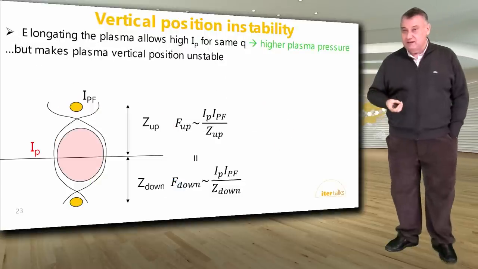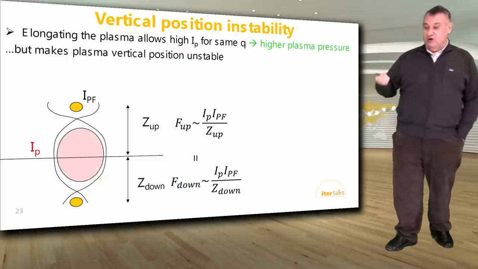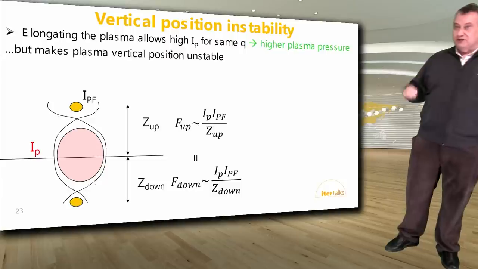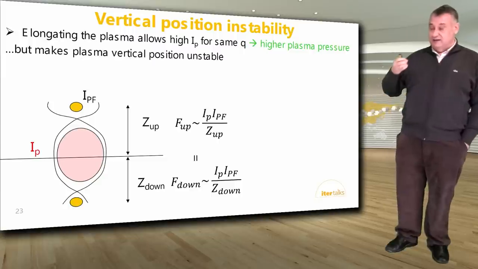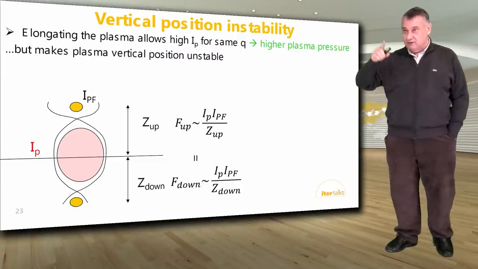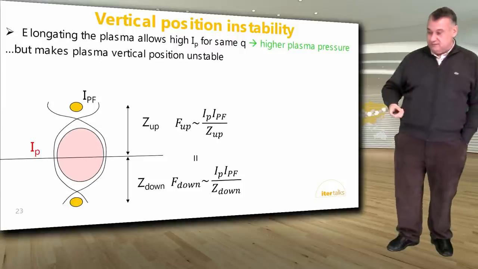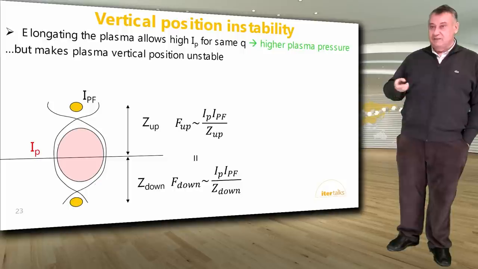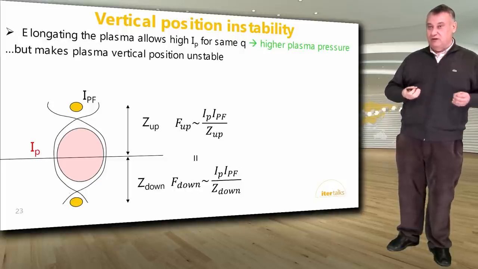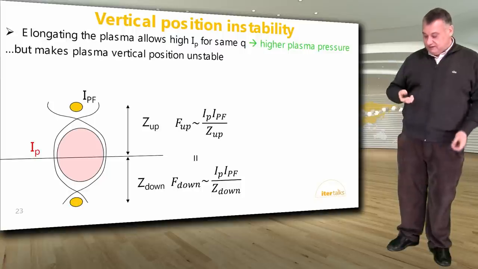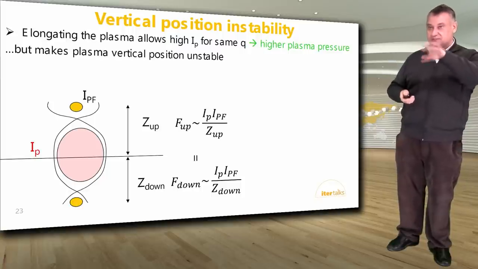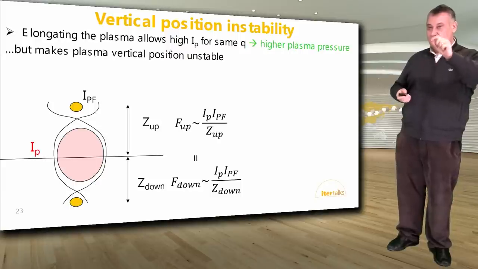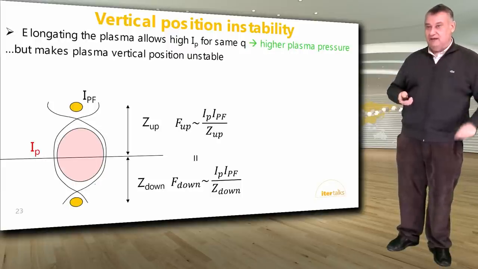There are other instabilities which come because we elongate the plasma, which is called the vertical position instability. As I said, elongating the plasma is good because it allows the higher plasma current for the same number of turns, and therefore higher plasma pressure and fusion power production, but actually makes the plasma vertically unstable. And this can be explained in a simple way with the left diagram, in which we have a plasma which is maintaining equilibrium by creating currents in two coils. Now, the forces between the plasma and these two coils are determined by the distance from the center of the plasma to the coil, which is the same, so the plasma is in equilibrium.